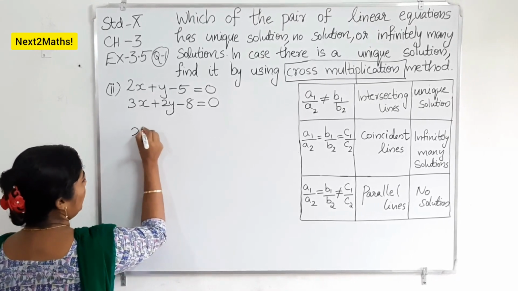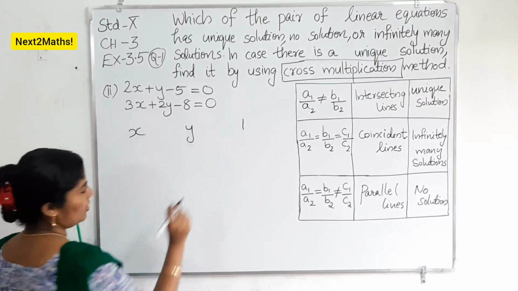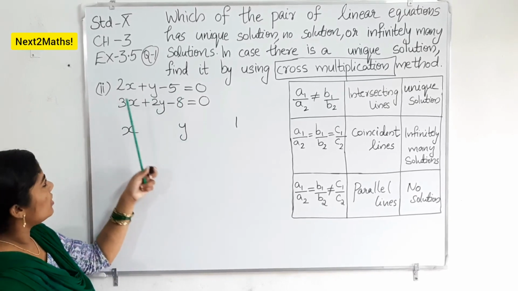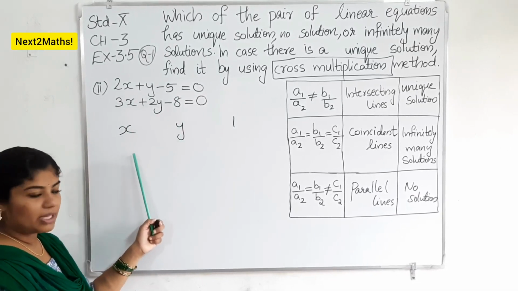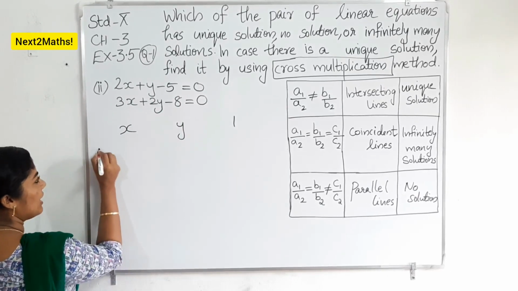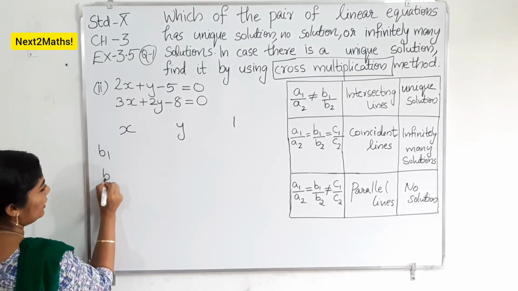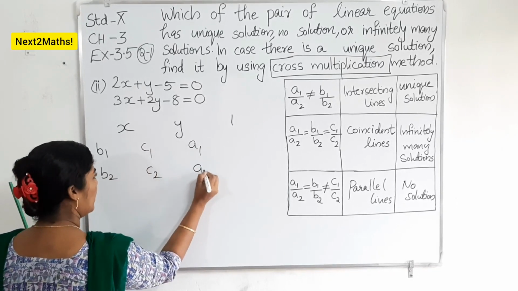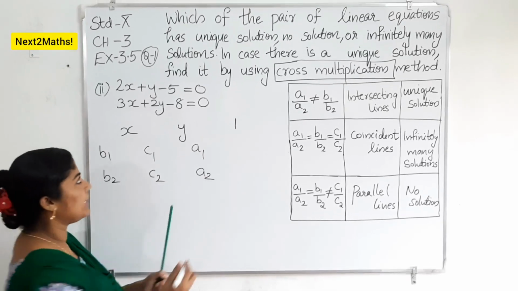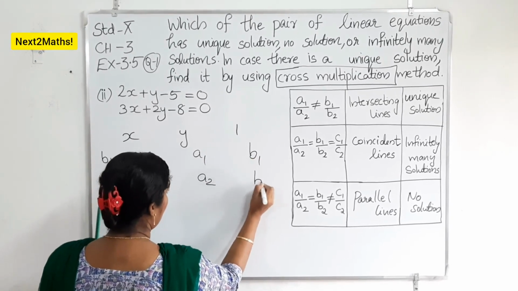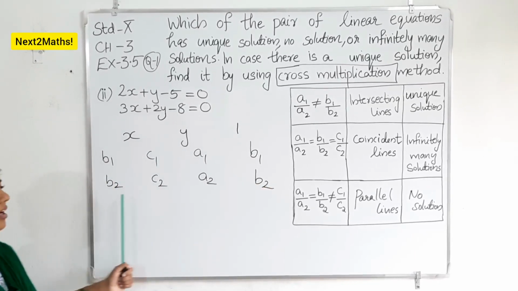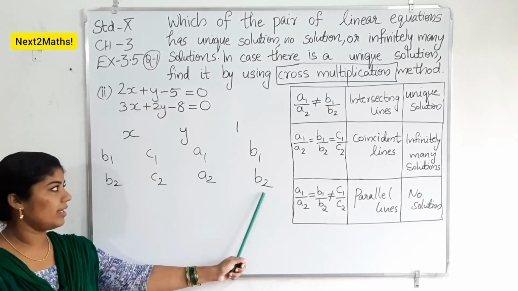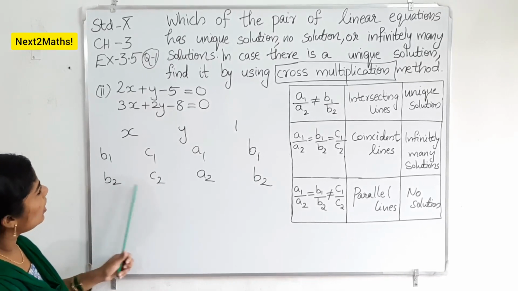So here we are writing x, y, 1. On the first row we are writing x, y, 1. See, this is our equations. Now we write the equation and move with the cross multiplication method: x, y, 1. Then what do we write here? b1, b2, c1, c2, a1, a2. Again this b1, b2 is repeating here. Now we are repeating this portion, b1, b2. So now let's check how it is done.